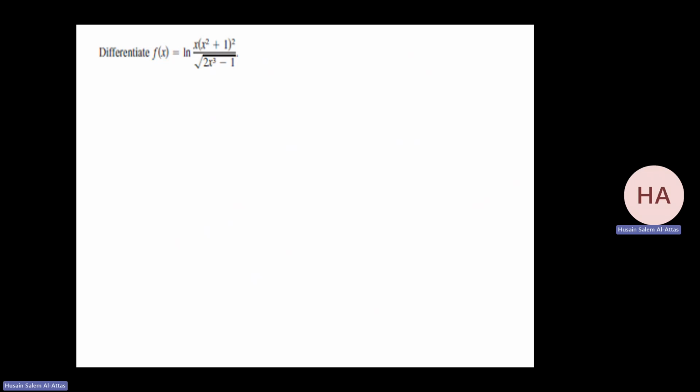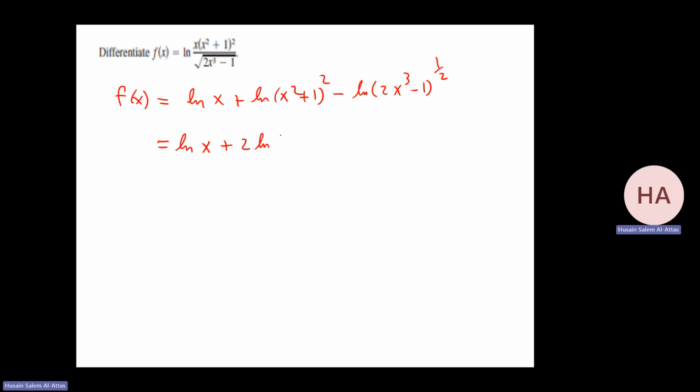Same thing here. So first, before I differentiate, I need to rewrite the function in a better way to be differentiated. So I have ln x plus ln (x squared plus 1) squared minus ln (2x cubed minus 1) to the power half. So that will be ln x plus 2 ln (x squared plus 1) minus half ln (2x cubed minus 1). So this is now f of x.